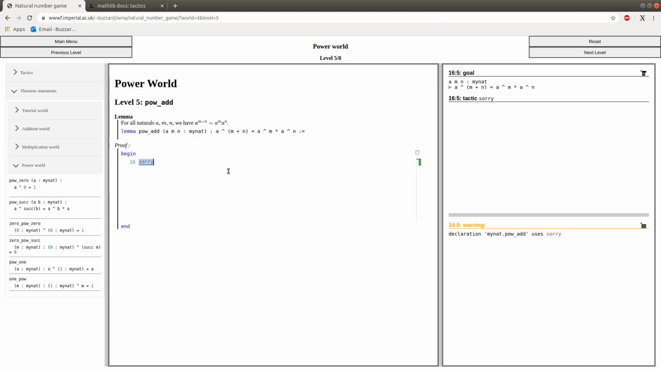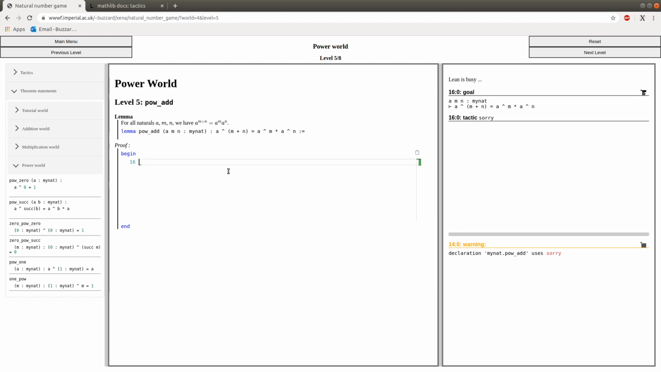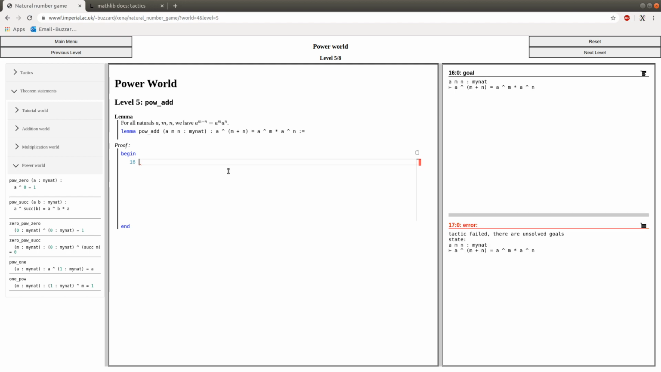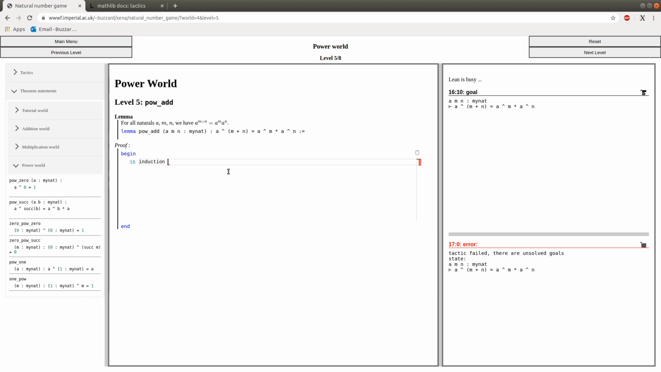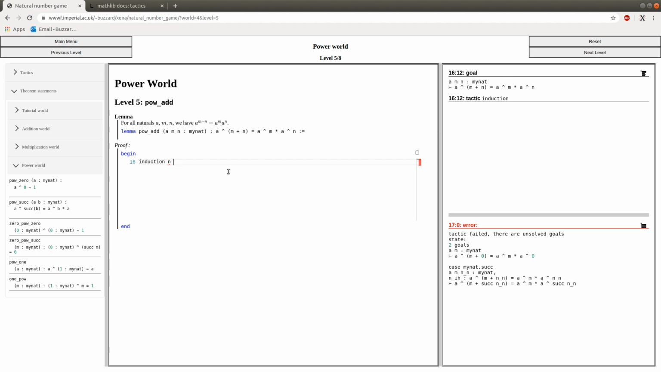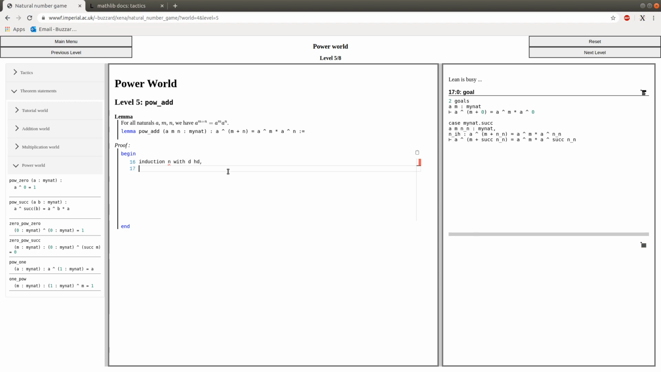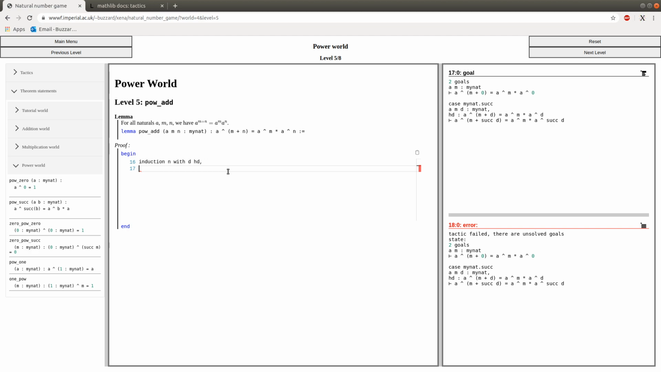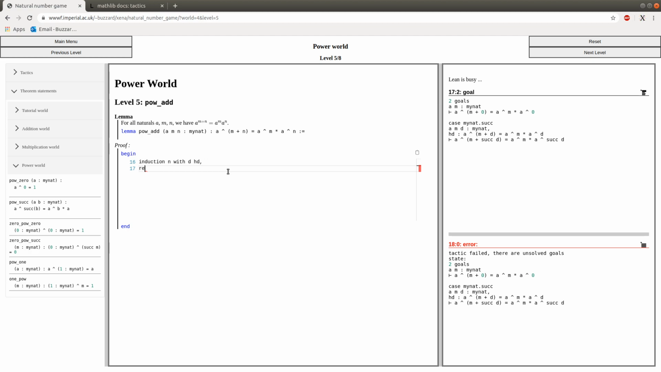Oh, hell's bells. I'm going to do that by induction on, I think I'm going to do it by induction on n. I think anything else is too risky. I mean, induction on a won't work. I mean, it won't even work in mathematics. An induction on m might work with d HD. How am I doing? The first goal, maybe that's true by REFL.